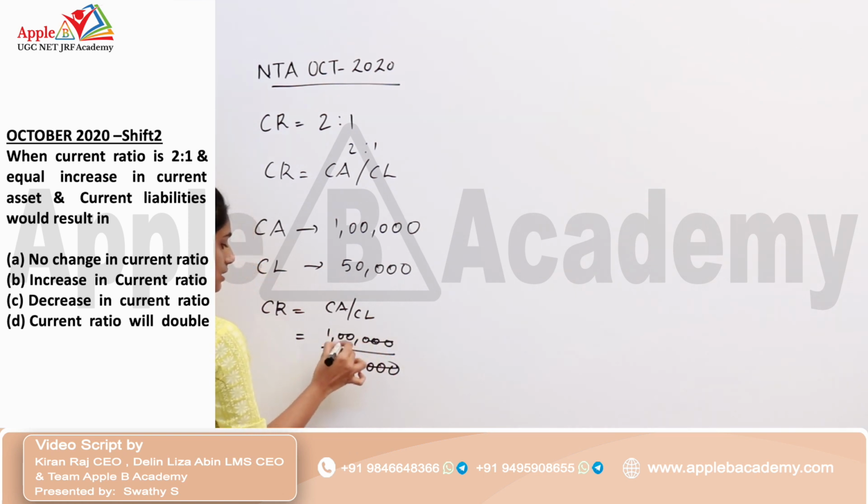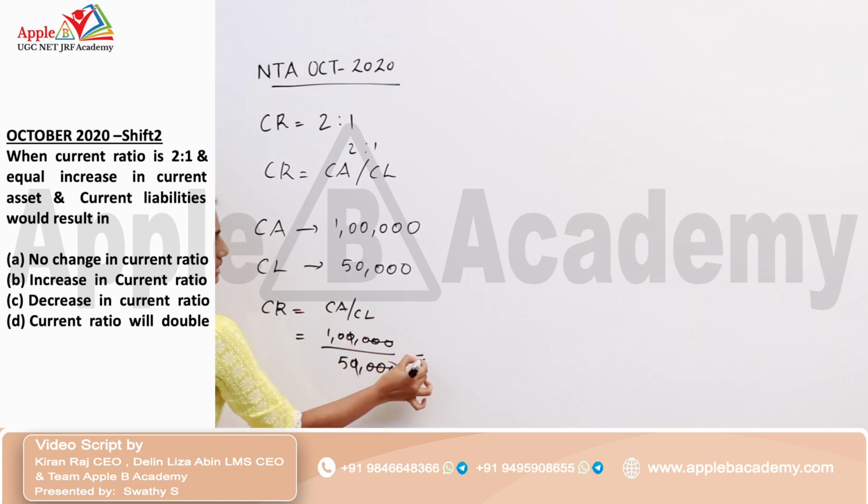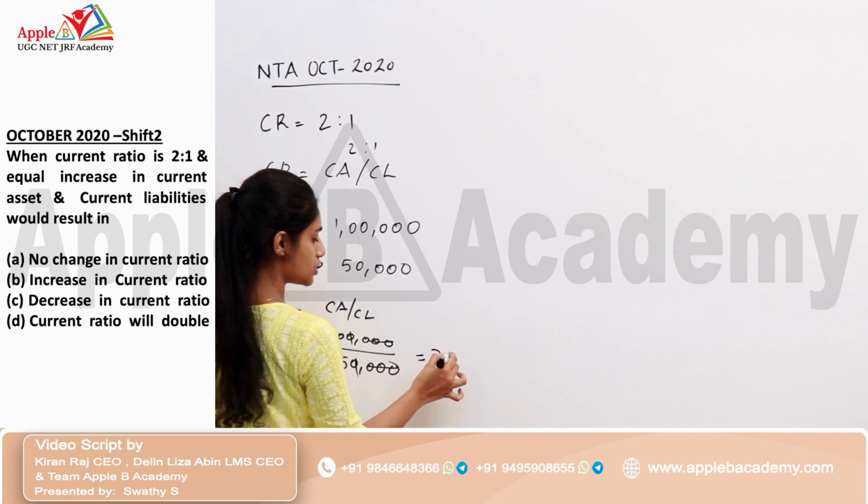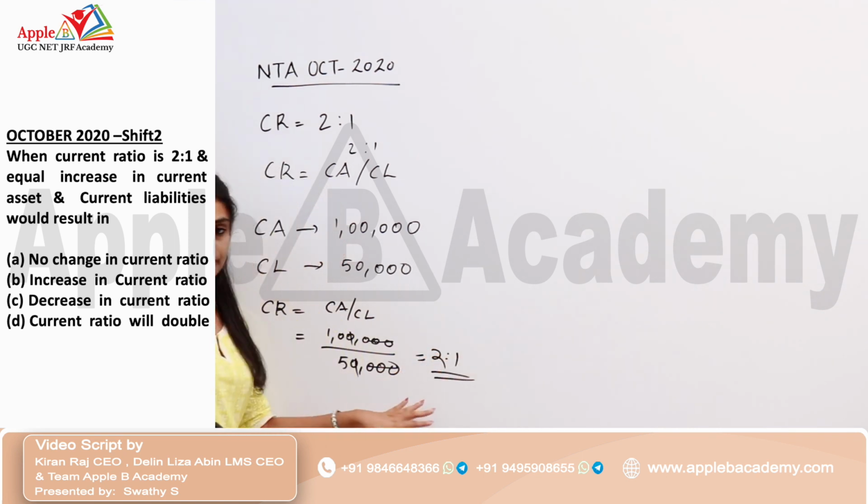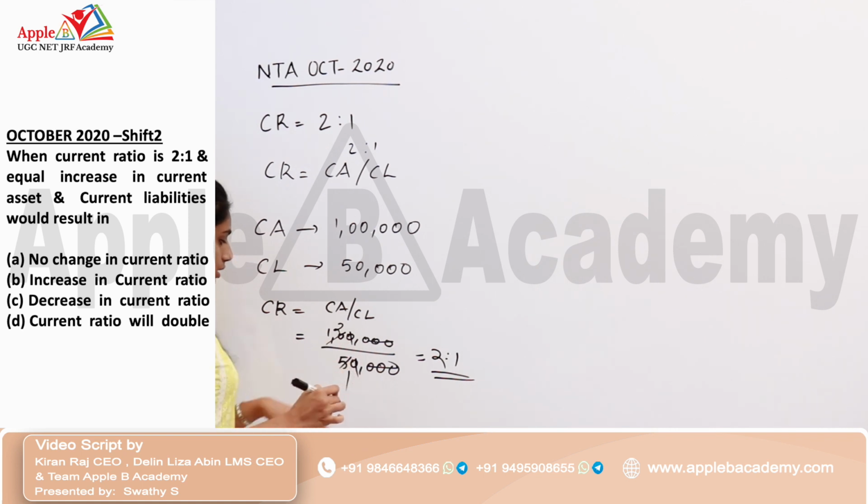you can cancel 1 zero here and 1 zero here. So here we have 10 divided by 5, which means 2. 2 means for ratio you can write it like 2:1. Here 2, here 1. So 2:1 is the ratio of this question. So this is the first situation.